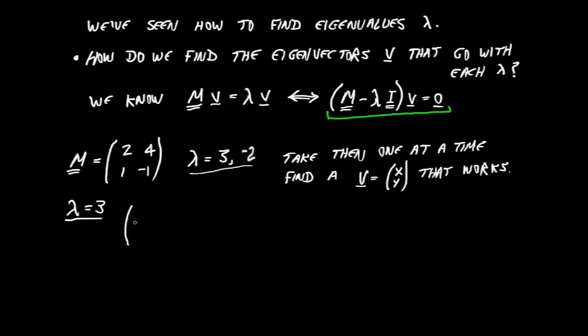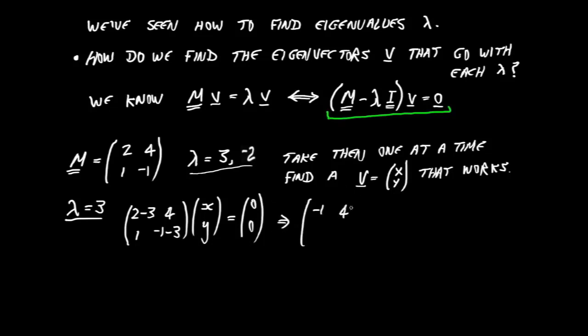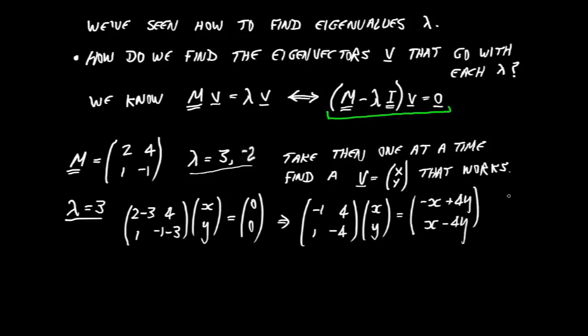It's going to be 2 minus 3, and then just 4, and then just 1, and minus 1, minus 3. There it is. And we're saying that when that multiplies our vector x, y, it gives us 0, 0. So let's go ahead and clean this equation up. We have minus 1, 4, 1, minus 4 onto x and y. If we want to be explicit about that, we can multiply out. It means minus x plus 4y and x minus 4y, and that we know is equal to 0, 0.